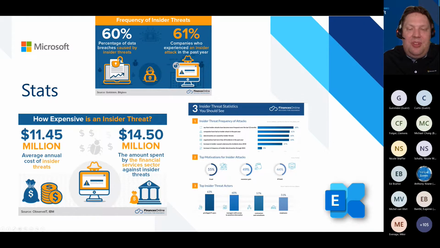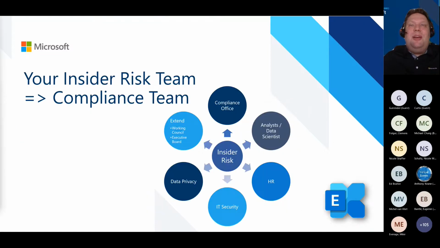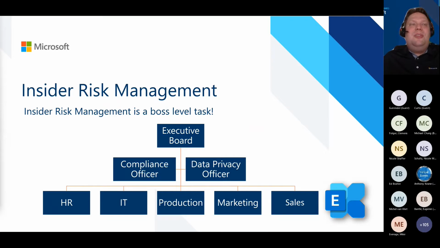And when we bring the team together, a compliance officer, the working council, all of this, the working council or the insider risk team is a boss task, part of the boss level. So it's a little bit more than communication compliance. Communication compliance is under the compliance officer, but insider risk, for me, is part of the executive board. So insider risk is a boss-level task.